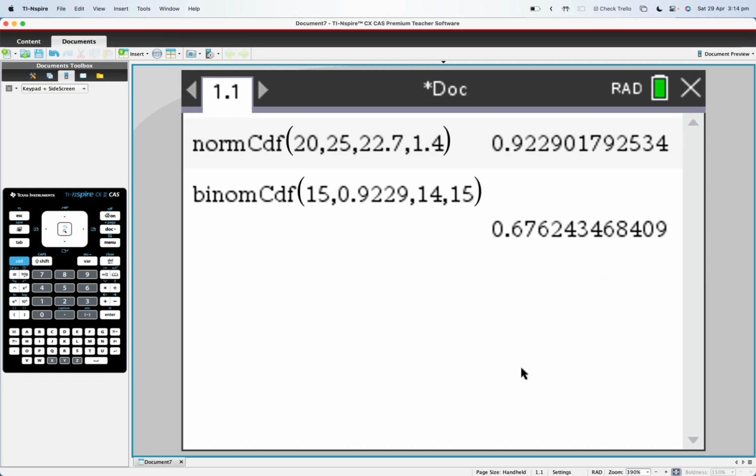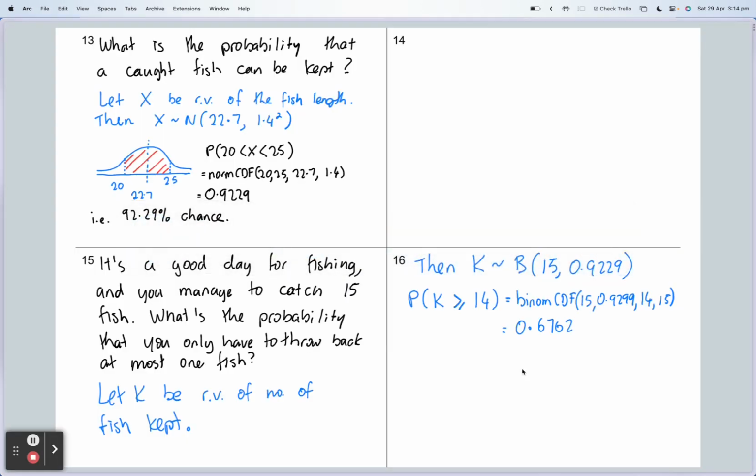0.6762, like so. And I might just put a concluding statement, i.e. 67.62% chance. There we go. So I've got roughly 2/3 of a chance that I'll be able to keep all or at least 14 of my fish.